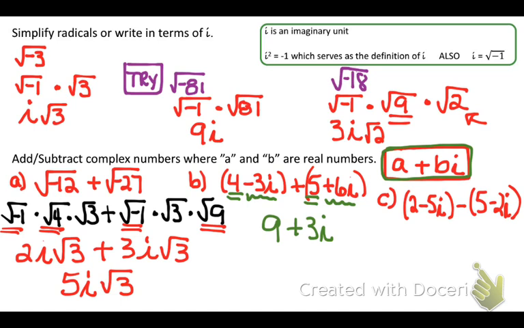For letter C, we can distribute this negative, or you might say add the opposite. So 2 plus a negative 5 is negative 3. Negative 5i plus 2i is negative 3i.